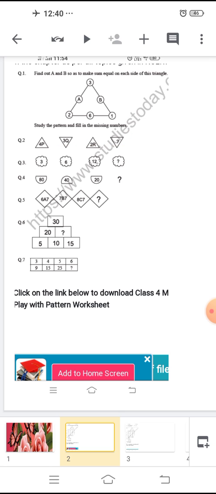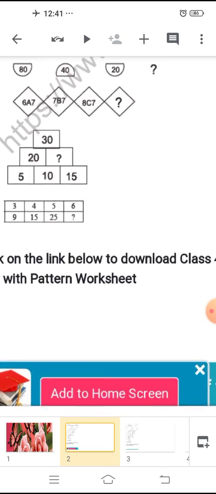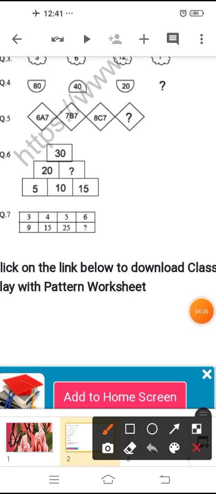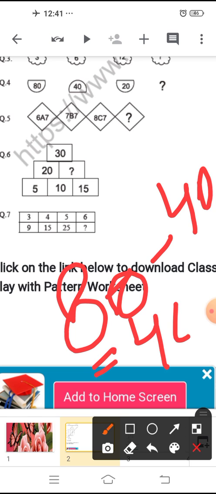Now, question number 3. You can see here 80, 40, 20. So children, let's see how they have written it. They are going in decreasing form, but what decreasing pattern are they following? 80 minus 40 means they have deducted 40. That gives you 40.